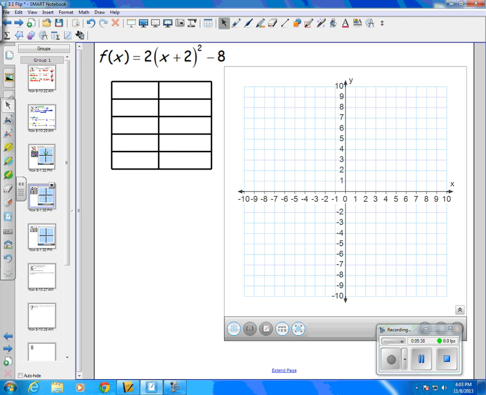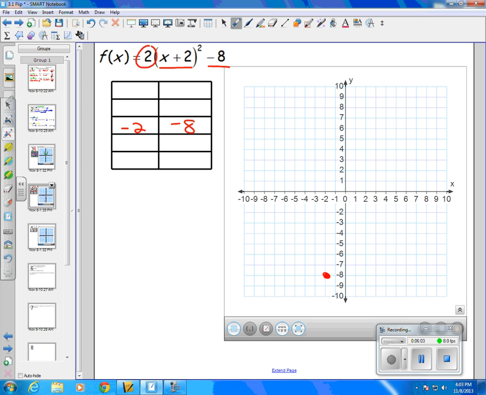This one is written in our vertex form. Based on the x plus 2, I would know that I would move 2 units to the left, and the minus 8 would move me 8 units down. So I'm going to be at negative 2, negative 8 on the graph. The value of A in this case is 2, so that's going to stretch this graph vertically.